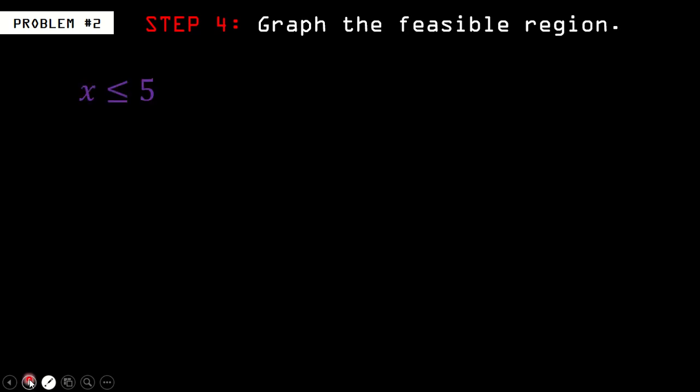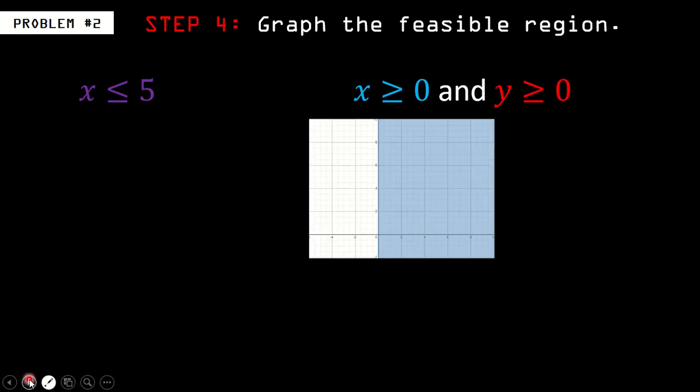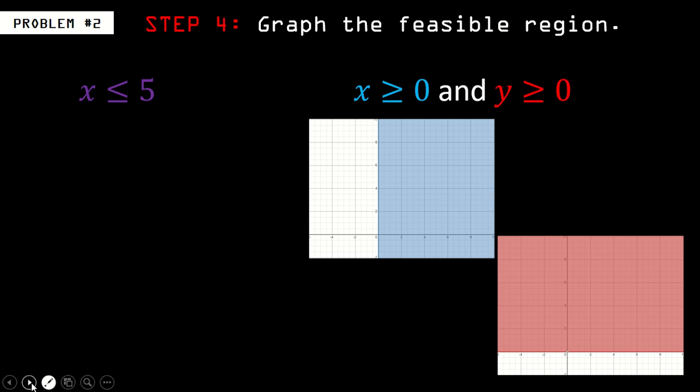The next one, we have that x is less than or equal to 5, x is greater than or equal to 0, and y is greater than or equal to 0. Okay, so for x is less than or equal to 5, all we need to do is to shade all area that includes the values of x that is less than or equal to 5. And then for x is greater than or equal to 0, that is quadrant number 1 and quadrant number 4. And then y is greater than or equal to 0, that's quadrant 1 and quadrant number 2.